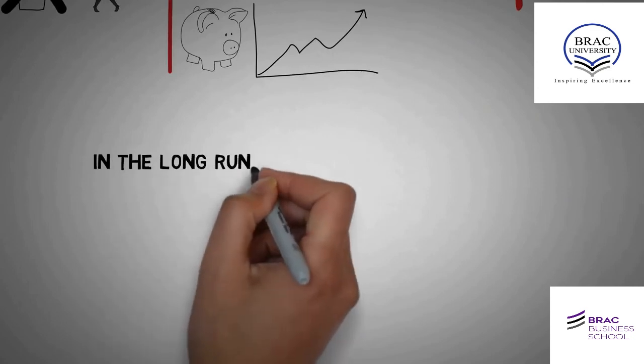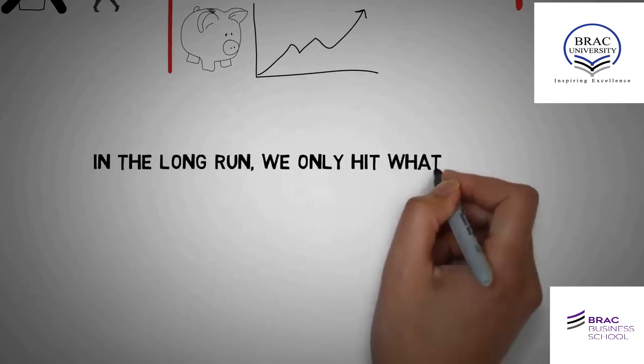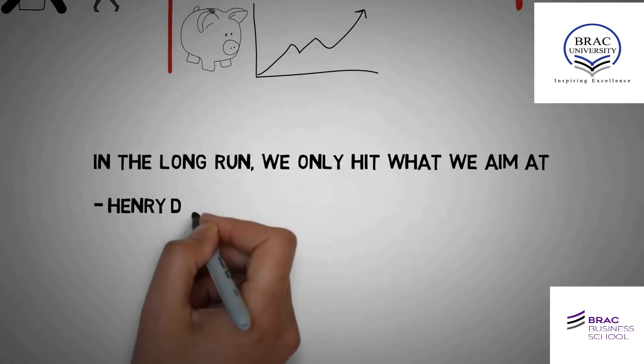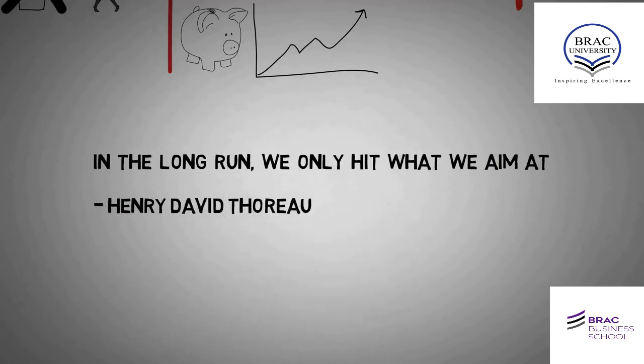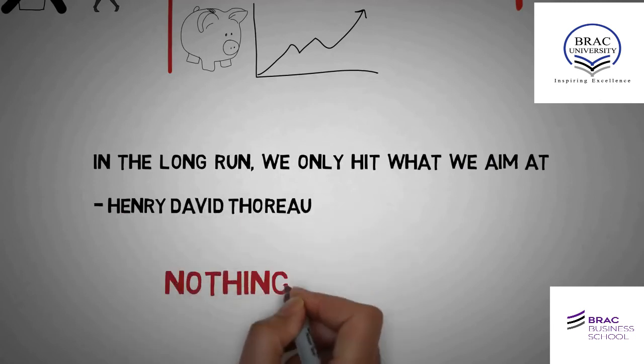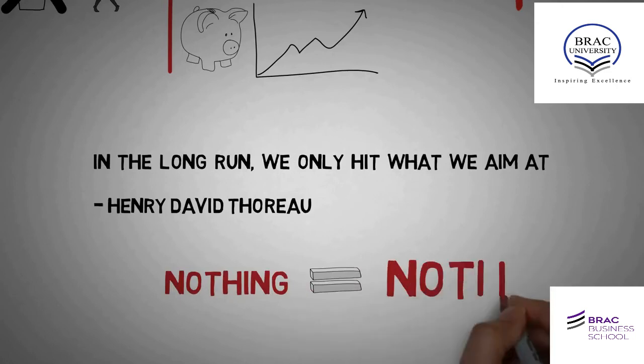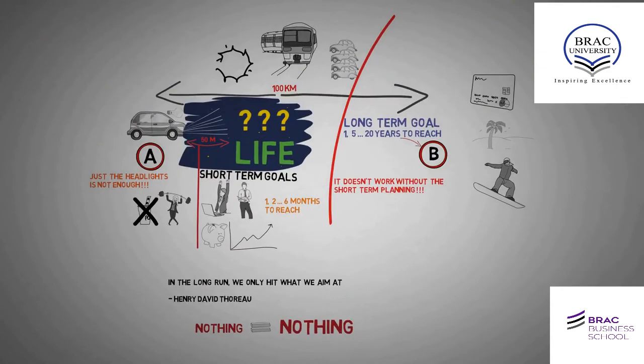A perfect quote comes to my mind: in the long run, we only hit what we aim at. If your long-term aim was literally nothing, don't be surprised when in the end you get nothing. Here you have it. The only way out of this is to have both a clearly defined long-term goal as well as the short-term planning, so no matter what life throws at you during the journey, you can always make it to the desired point B.